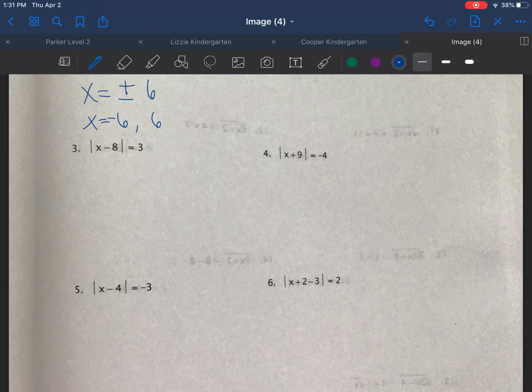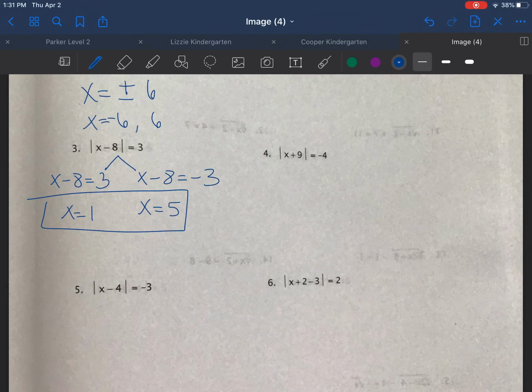So if we look here, we've got the absolute value of x minus 8 equals 3. There's nothing else going on the left side with my absolute value bars. So once we have it set up on its own, we're going to set up two equations. x minus 8 equals positive 3, and x minus 8 equals negative 3. Because it can be the positive or the negative side of our number line. And from there, we're just solving for x. So we add 8, so x is equal to 11. Here we're going to add 8, negative 3 plus 8 is positive 5. So these are my two solutions.